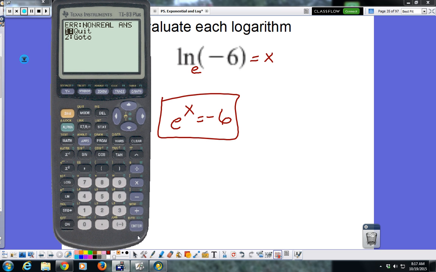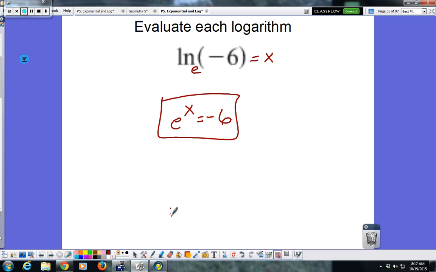Non-real answer. Why? We haven't done logarithmic graphs yet, but think about what this looks like. E to the x power, or just some number to the x power, equals something. Y equals some number to the x. Remember, it looked like this.